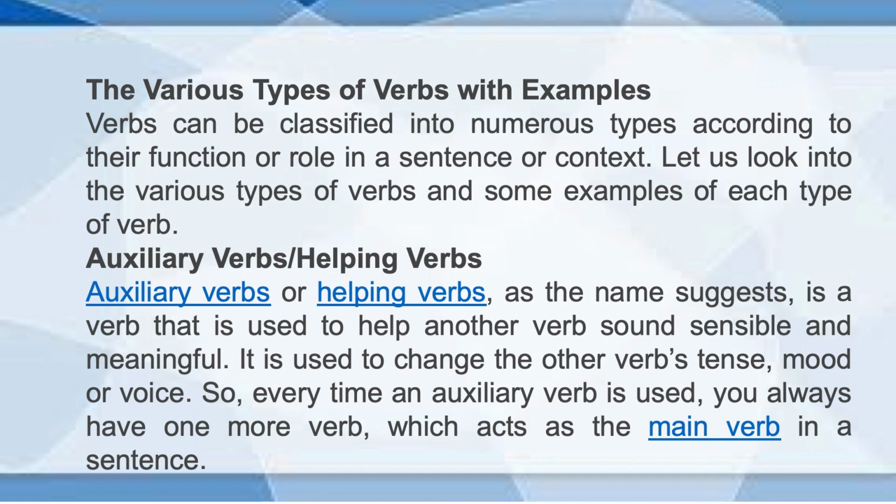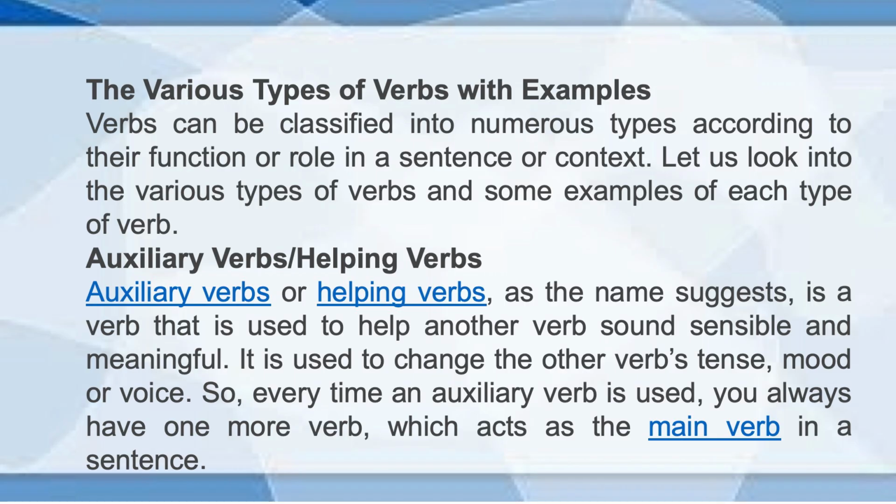Now, the various types of verbs with examples. Verbs can be classified into numerous types according to their function or role within a particular sentence or context. Let us look into the various types of verbs and some examples of each type. What do you mean by auxiliary verbs or helping verbs? Auxiliary verbs or helping verbs, as the name suggests, is a verb that is used to help another verb sound sensible and meaningful. It is used to change the other verb's tense, mood or voice.